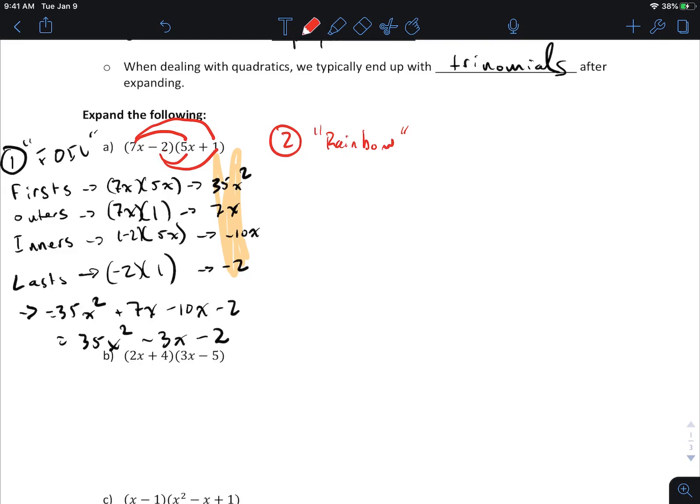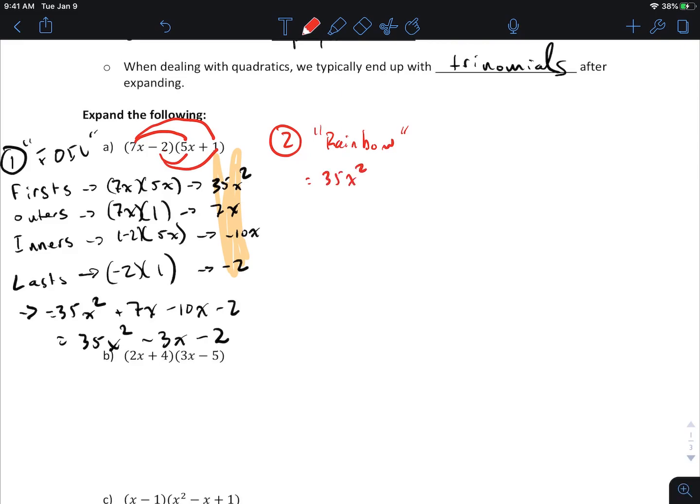FOIL just contextualizes which ones you're multiplying together. So the F is the first and whatnot, right? I'm just drawing the connection, and I'm making sure that all 4 of them are connected in some way, right? Okay, so then I'm just going to go, okay, I'm going to follow the first arch, which is the 7x times 5x. So that's going to be 35x squared.